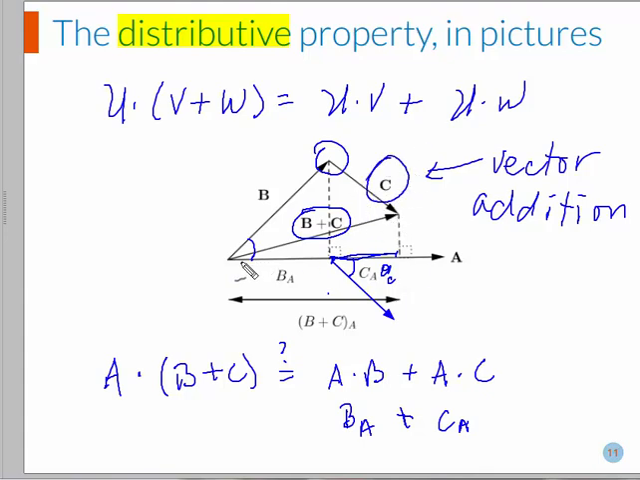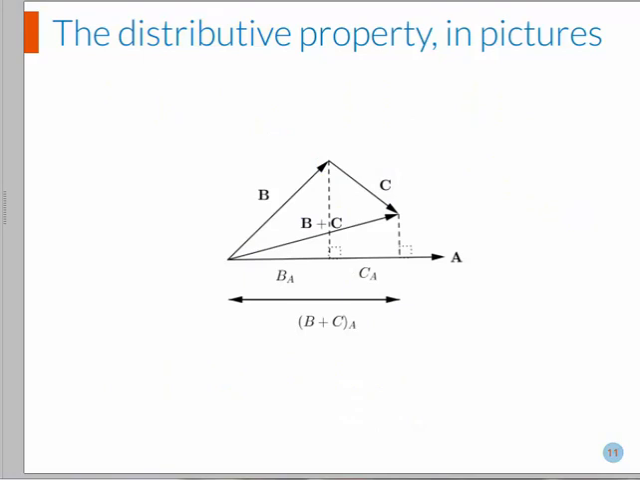Now look at b plus c. There we go. It's because of how we arranged the vectors tip to tail, and then b plus c connected the tail of b to the tip of c. And that is a proof in pictures. We could have written out all the steps, but here you go. I think it's clearer to see that, especially if I take all of the writing off of there. So that's it, the distributive property in pictures.